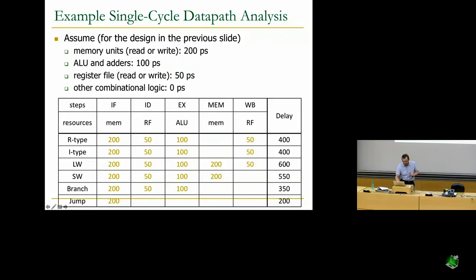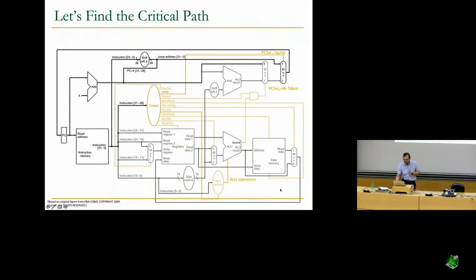Even though jump instruction doesn't need to take 600 picoseconds, it has to take 600 picoseconds because we have only a single clock cycle to execute every single instruction. So let's find the critical path. Let's play this game a little bit.